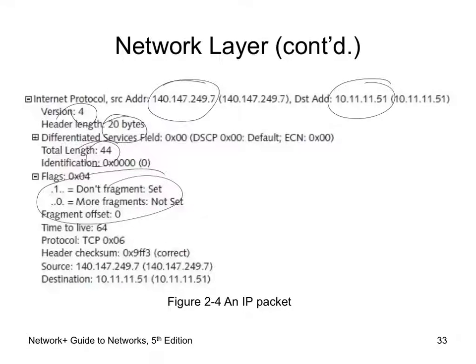This here's flags, don't fragment, more fragment. Time to live, which you'll learn about in our ping lab, is 64. 64 hops before it dies in the network. And down here's a checksum, and it'll give you whether it's correct or not correct. In this case, it says it's correct, meaning it came in, everything checked off, on size, source, destination.